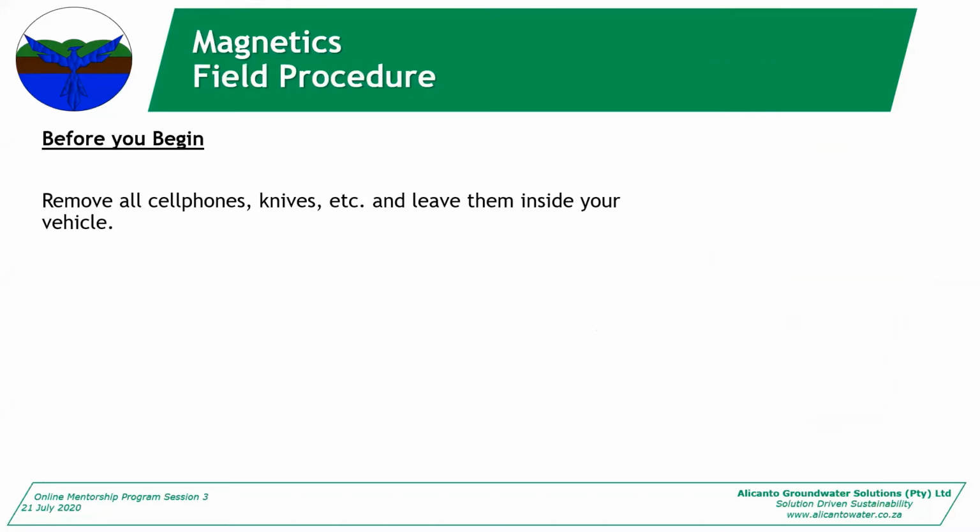And again, before you begin, you need to remove your cell phones, knives, etc. Leave it all in the vehicle. You check the battery levels on your Precession magnetometer and the GPS. Now, most of the magnetometers that I've worked with, they don't take batteries. You plug them in to charge them. So just make sure you do that the night before you start your survey.